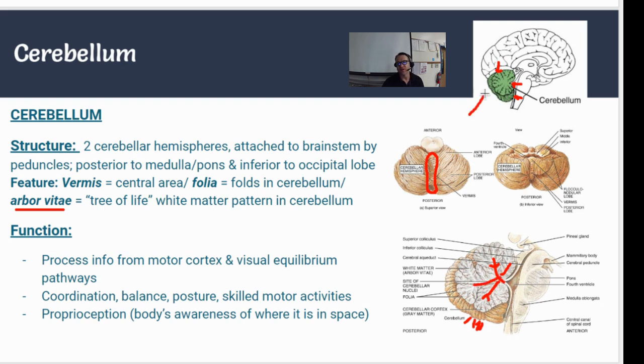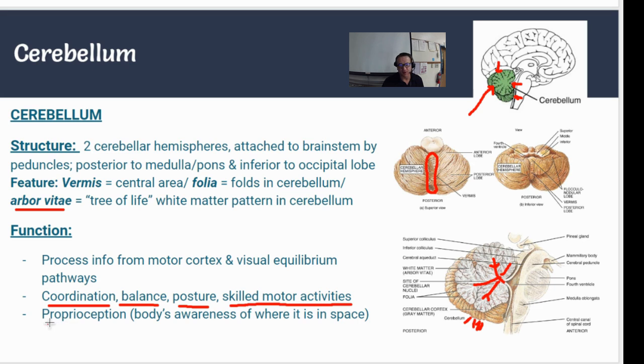But what you're really going to need to know is: where is it located, what does it look like, and what does it do? It processes information from the primary motor cortex and the visual and equilibrium pathways to assist in coordination, balance, posture, and definitely skilled motor activities. Cheerleaders doing their cheers, a karate fighter, dancers, all these complicated motor movements: it's the primary motor cortex working along with the cerebellum to make those complex movements occur.